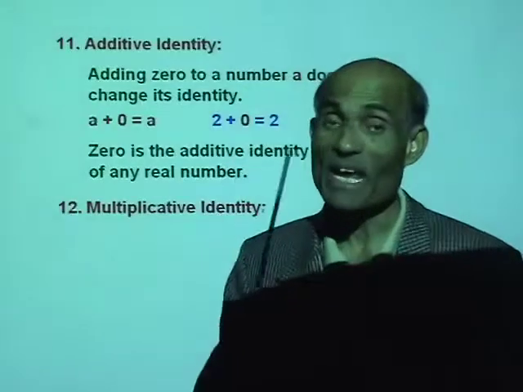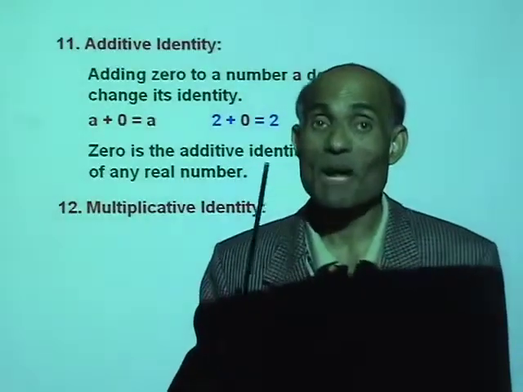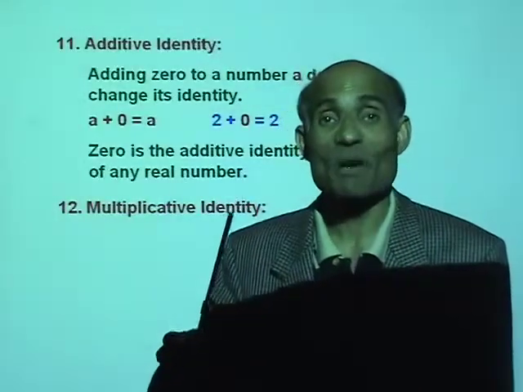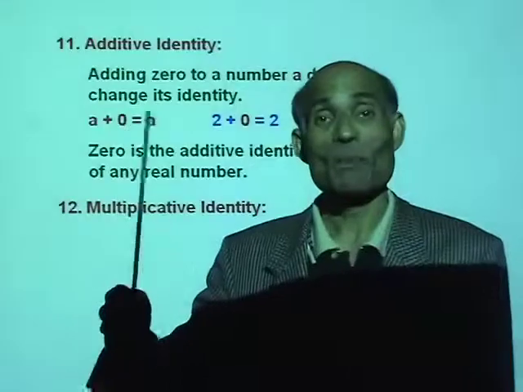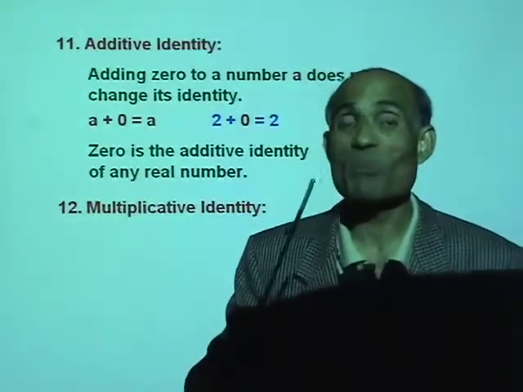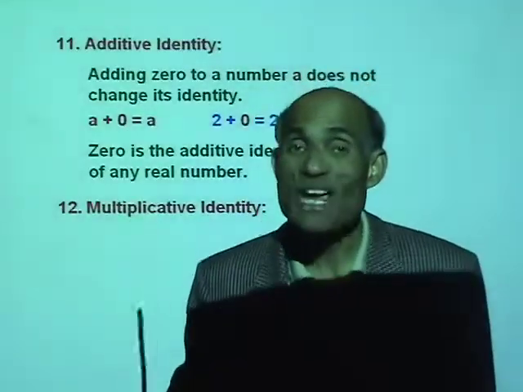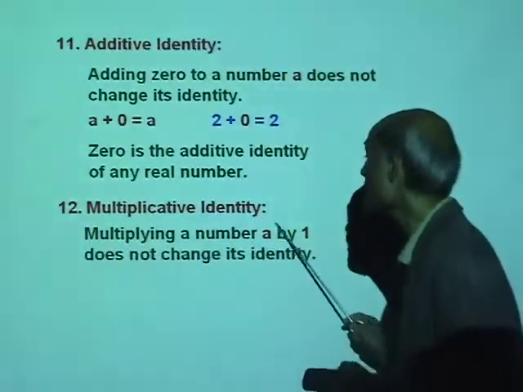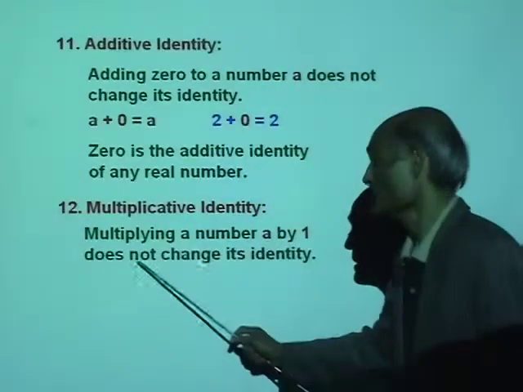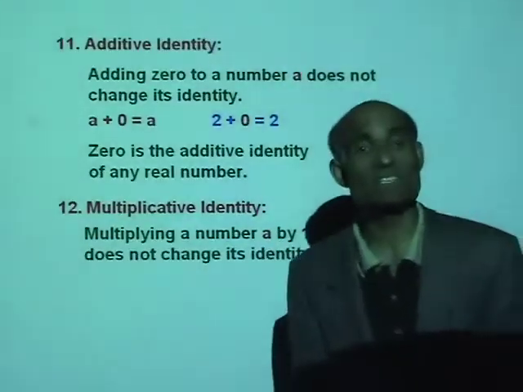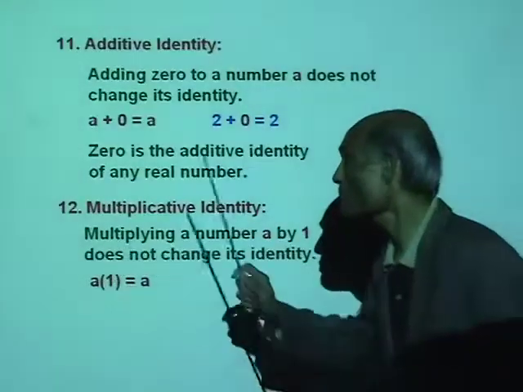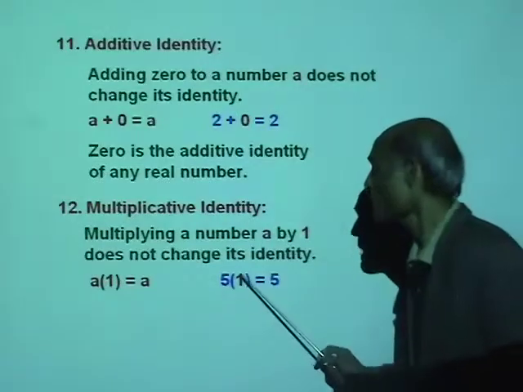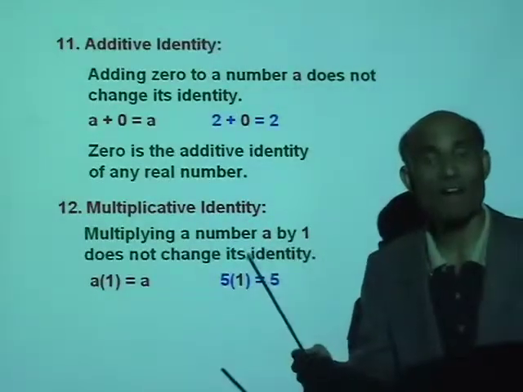Well, you know that any number multiplied by 1 will remain the same. 4 multiplied by 1 equal to 4. Multiplying a real number by 1 does not change the identity of that number. Multiplying a number A by 1 does not change its identity. A multiplied by 1 equal to A. 5 multiplied by 1 equal to 5.